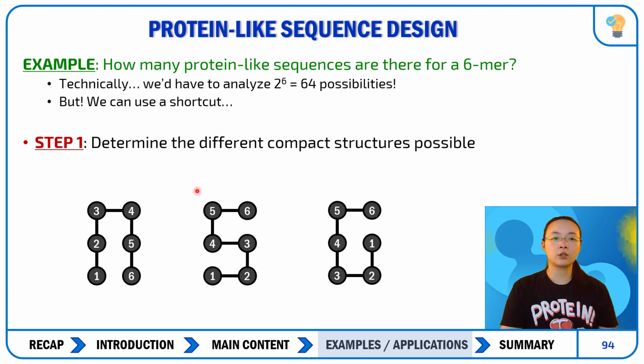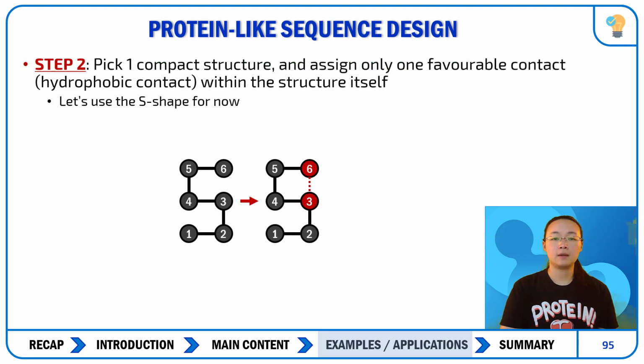So let's first determine how many compact structures are possible. For a 6-mer, you have your P, H, S, U and G shapes. For an 8-mer or for a 10-mer, they might be different. In the next step, we're going to pick one of the compact structures. So we're going to pick the S shape.